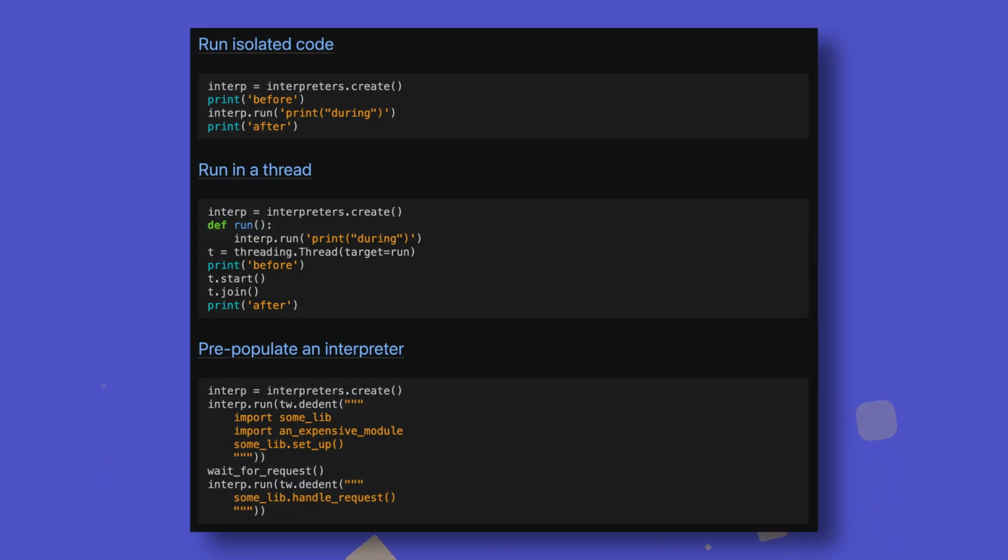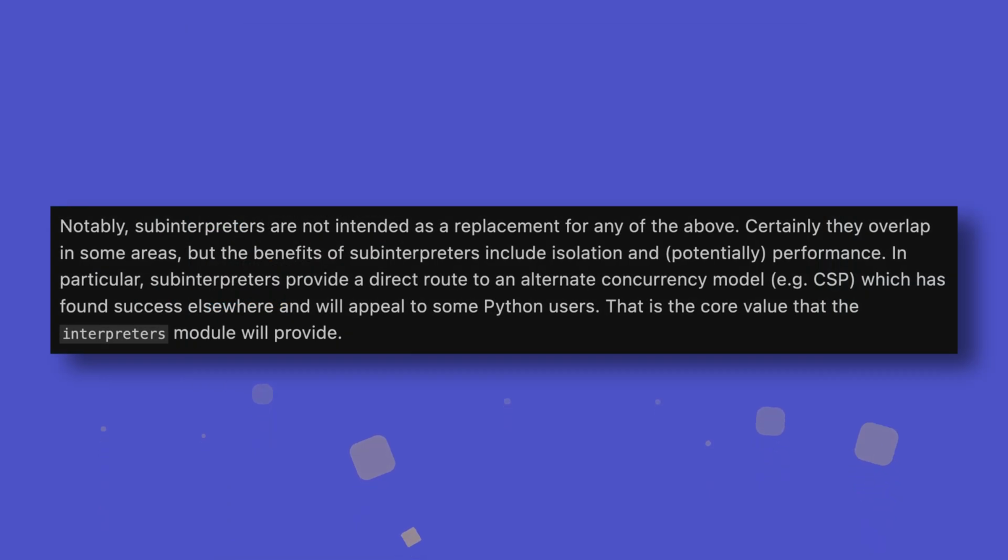The actual implementation of the new interpreters module is worlds apart from threading and multiprocessing, requiring raw source code to be passed directly into the interpreter instead of callables, but this new approach does allow for the use of alternate concurrency models like CSP, which I'm not going to talk about in this video, but actually sounds really cool. Interpreters will also be lighter and, potentially, faster than multiprocessing, with a far greater scaling capability, so it would be interesting to see how it sits alongside GIL-less Python.